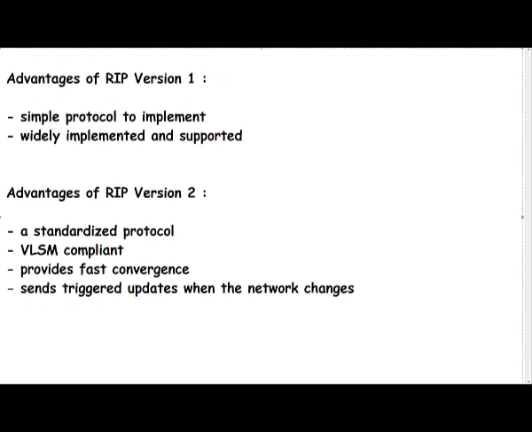Advantages of RIP version 1 and RIP version 2. RIP version 1: a simple protocol to implement, widely implemented and supported. RIP version 2: a standardized protocol, VLSM compliant, provides fast convergence, and sends triggered updates when the network changes.